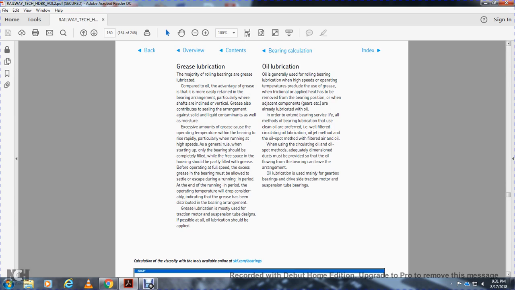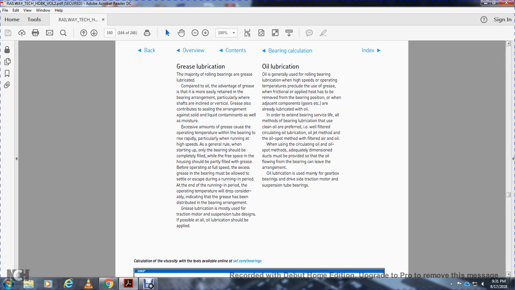Grease lubrication. The majority of rolling bearings should be lubricated with grease, since grease is more easily retained in the bearing arrangement, particularly where the shaft is vertical. Grease also contributes to the sealing arrangement, helping to keep out liquid contaminants as well as moisture. The amount of grease can raise the operating temperature of the bearing rapidly, particularly when running at high speed. As a general rule, the bearing should be completely filled, with the free space in the housing only partially filled with grease before operating at full speed. Excess grease in the bearing will escape during running.